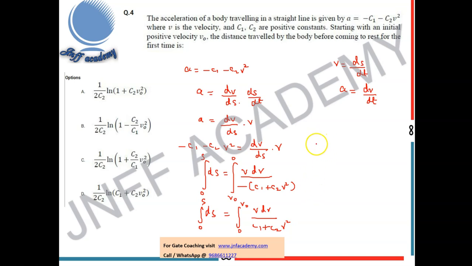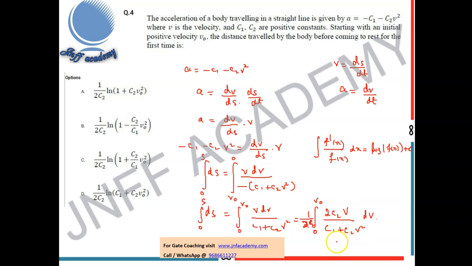Next, we know that the integration of f dash of x by f of x dx equals log of f of x plus c. This is one formula. Otherwise, you should use the substitution method. You should take the denominator as t, then we can get the solution. Here the differentiation of denominator is 2c2v. Here 2c2 is missing, that is constant only, so you can multiply and divide by 2c2. So now the differentiation of denominator will come in the numerator. Then you can write log of denominator.